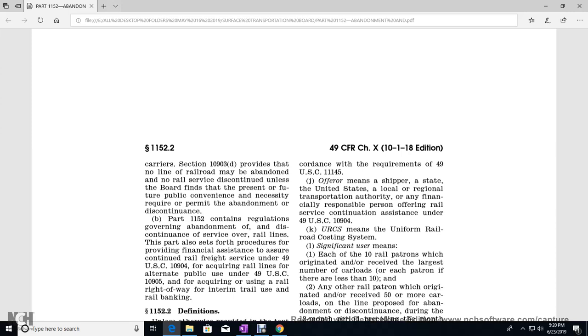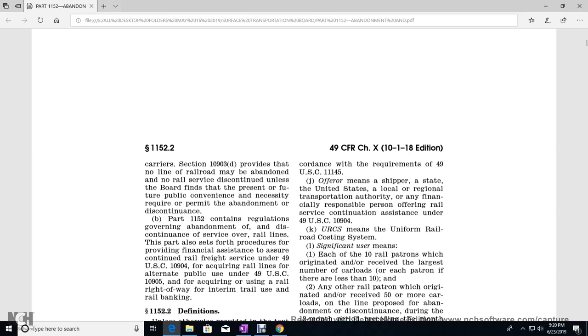1114.5. Offeror means the shipper, state or United States local or regional transportation authority, or financially responsible person offering rail service continuation assistance under Title 49 U.S. Code 10904. URCS means Uniform Railroad Costing System.